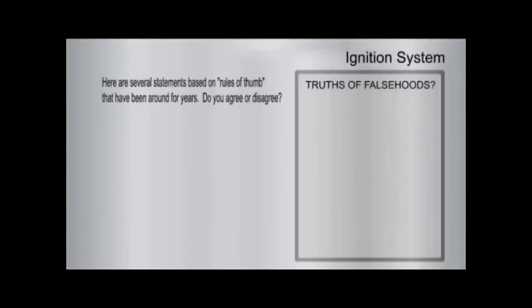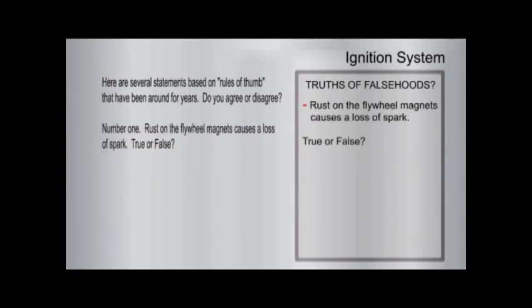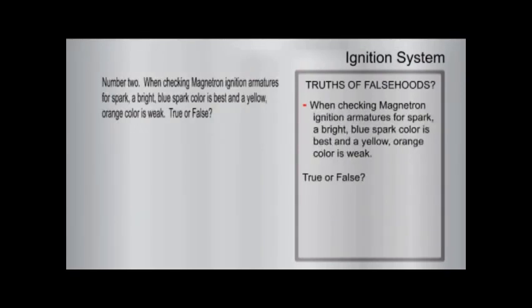Here are several statements based on rules of thumb that have been around for years. Do you agree or disagree? Number 1. Rust on the flywheel magnets causes a loss of spark. True or false? False. Rust is not a barrier to a magnetic field. Number 2. When checking magnetron ignition armatures for spark, a bright blue spark color is best, and a yellow-orange color is weak. True or false?